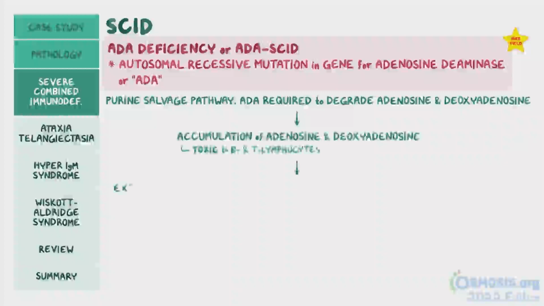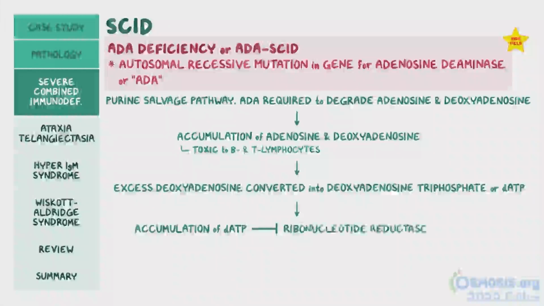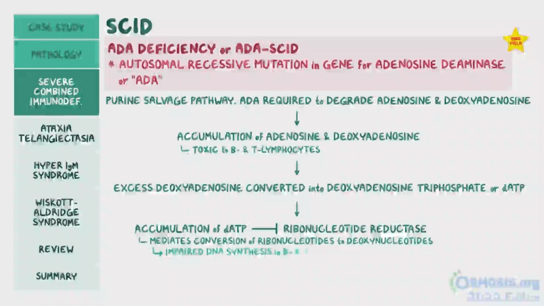In addition, the excess deoxyadenosine gets converted into deoxyadenosine triphosphate, or dATP. Accumulation of dATP leads to inhibition of the enzyme ribonucleotide reductase, which mediates the conversion of ribonucleotides to deoxynucleotides. The end result is an impaired DNA synthesis in B and T cells, which leads to failure in their maturation and proliferation.